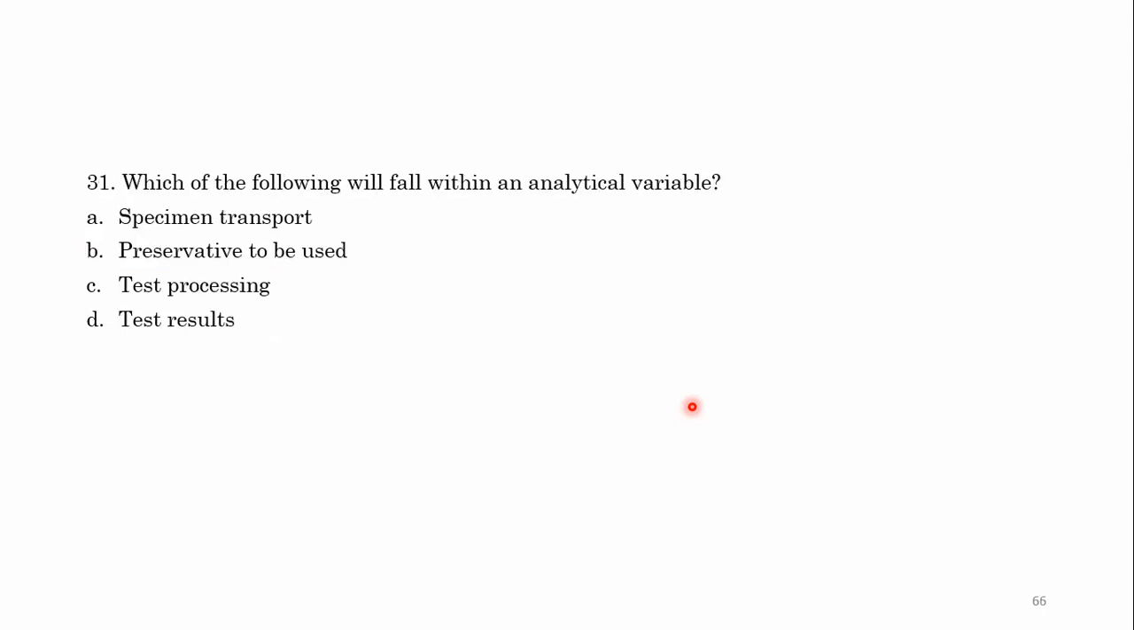Number 31, which of the following will fall within an analytical variable? A, specimen transport, B, preservative to be used, C, test processing, or D, test results. The correct answer is letter C, test processing. When we say analytical phase, we are referring to the actual testing. Specimen transport and preservative to be used are concerns of the pre-analytical phase, while test result is a concern of the post-analytical phase. Number 31, letter C.